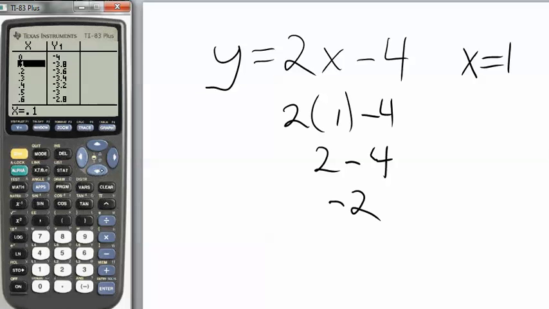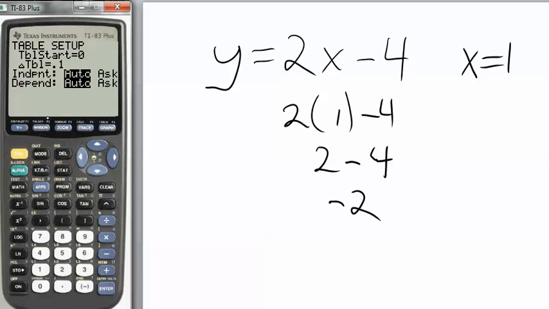And then we'd have every 10th, which might help us also. But there's another thing we can do. We can go table set, and I'm going to go ahead and change that back to 1 just so that it's the way it normally is.